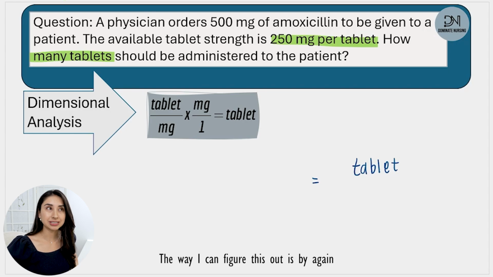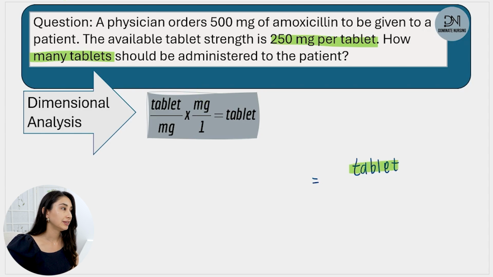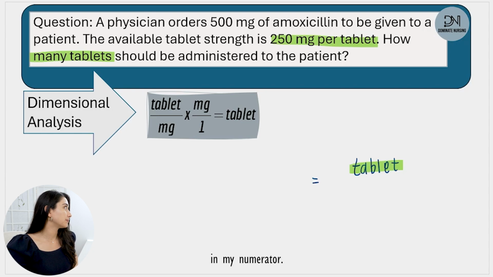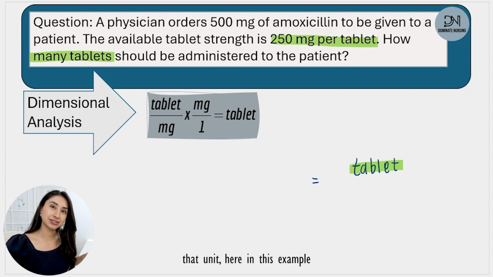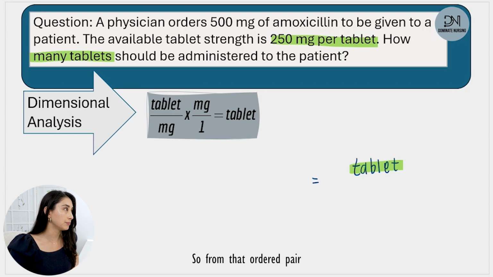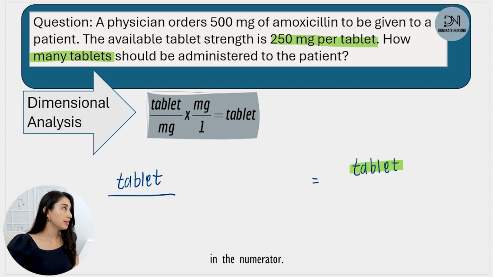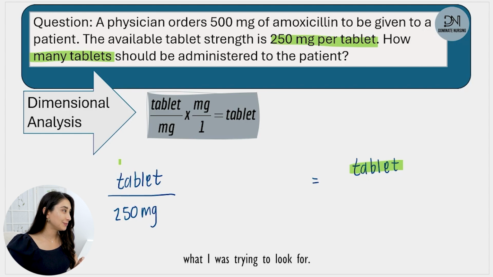The way I can figure this out is by, again, looking at what I'm trying to solve for. In this example, I'm trying to solve for tablets. I need tablets. So I am going to plug tablets in my numerator. That's step two. Plug in what you're trying to find, but put that value, that unit, here in this example would be tablets in the numerator. So from that ordered pair, that 250 milligram per tablet, the tablet would go on the top of the fraction in the numerator, and then the 250 milligrams would go into the denominator. Now I have tablets in the top. That's great. That's exactly what I was trying to look for.